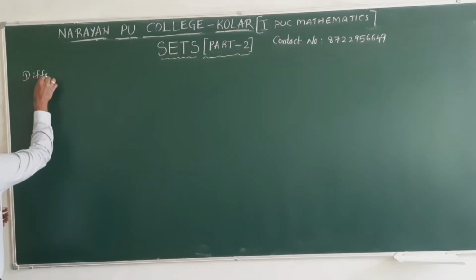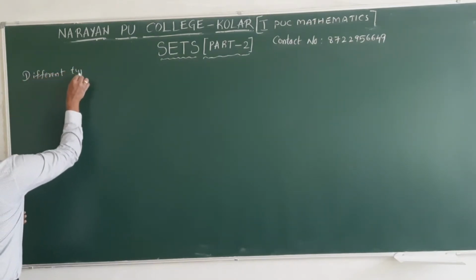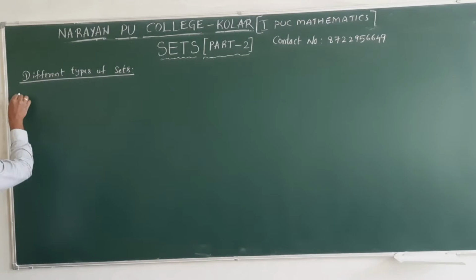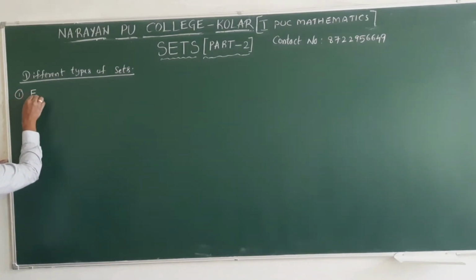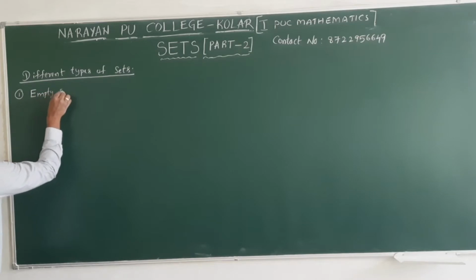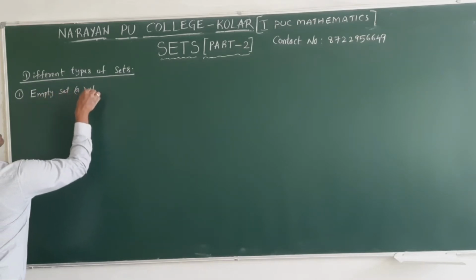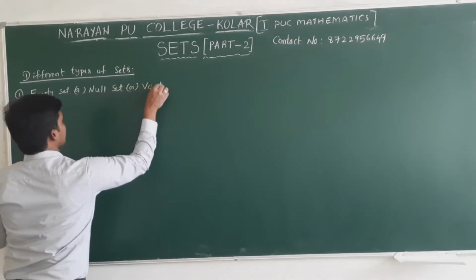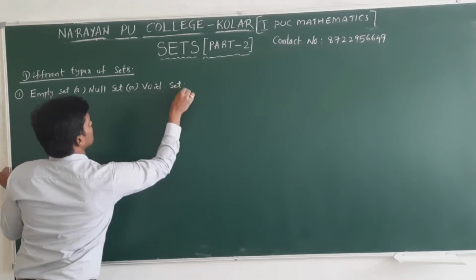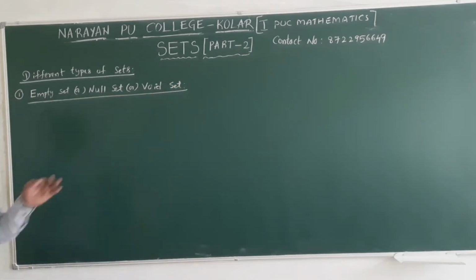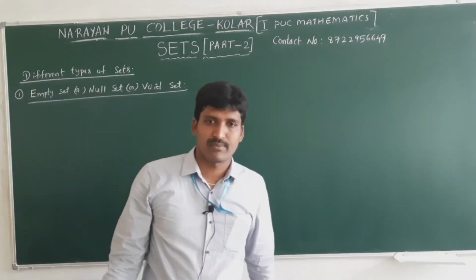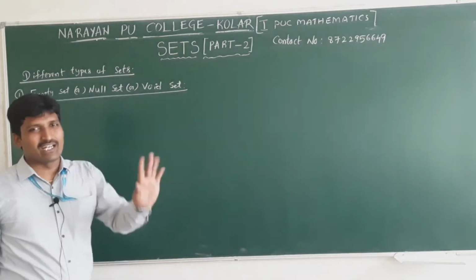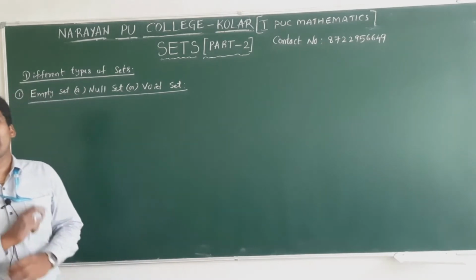What are the different types of sets? In this, first one, empty set or null set, or we have another name, void set. What is the meaning of empty set or null set or void set? All same meaning only. A set does not having any elements, or set not containing any elements.